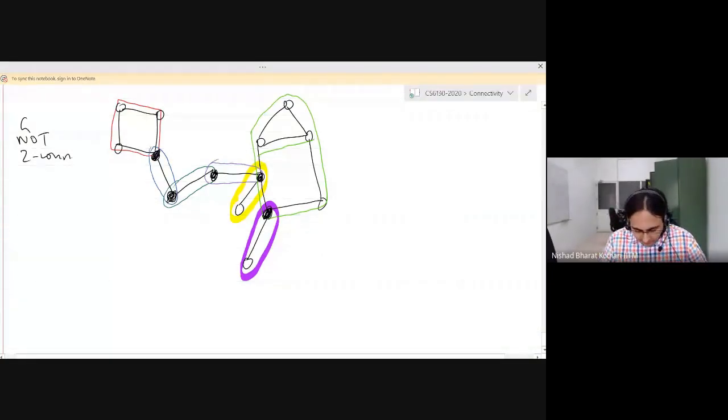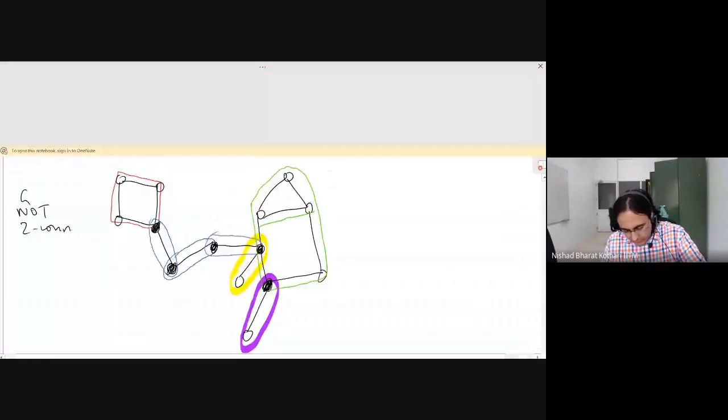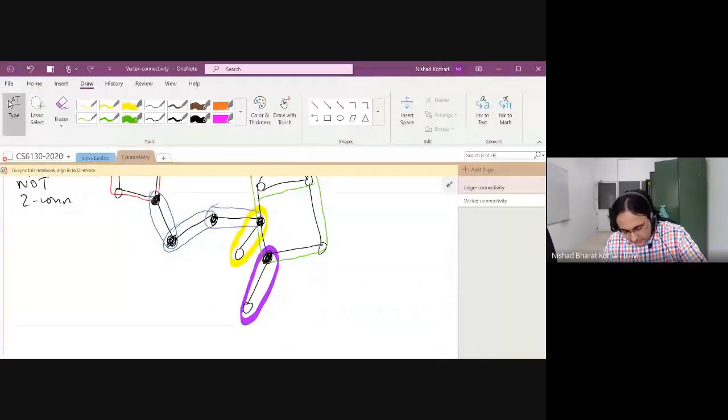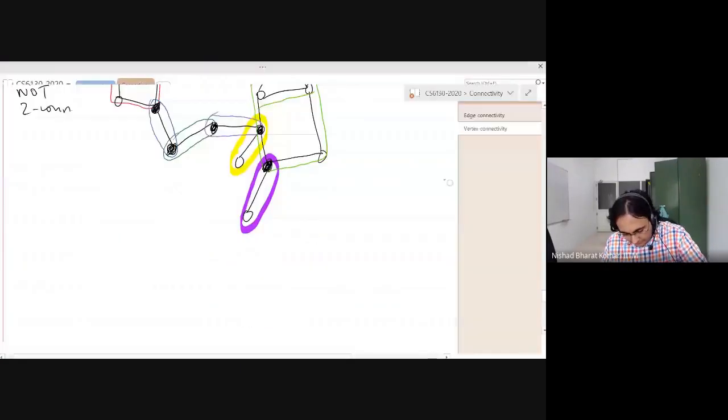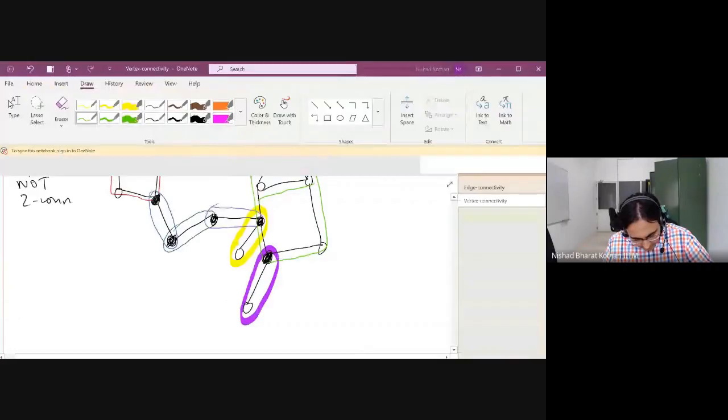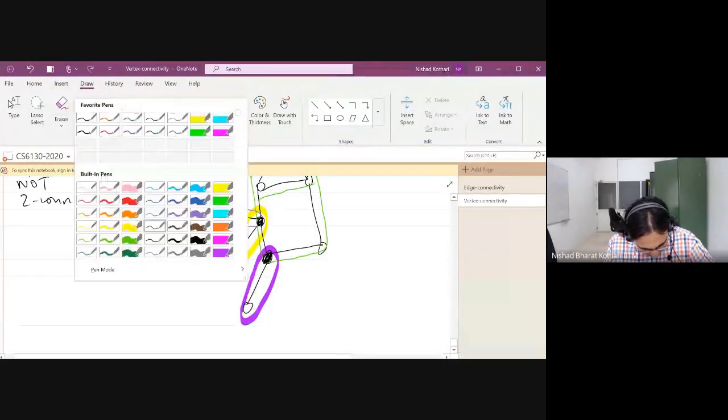So let's try to make this formal. Okay. So what exactly is going on here? These pieces are called the blocks of a graph. And so I want to put down the formal definition of a block.